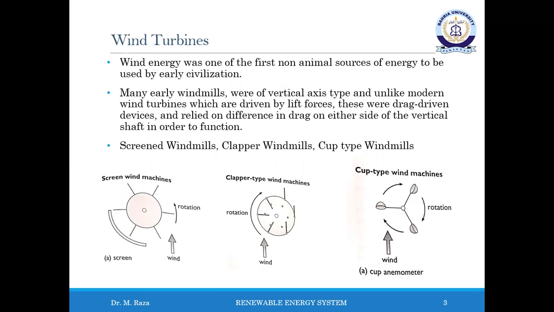The fourth type is the differential resistance or cup type windmills, such as shown over here. In this type, the blades are shaped to offer greater resistance to the wind on one surface compared with the other. This results in a difference in the wind resistance on either side of the windmill axis, so allowing the windmill to turn.